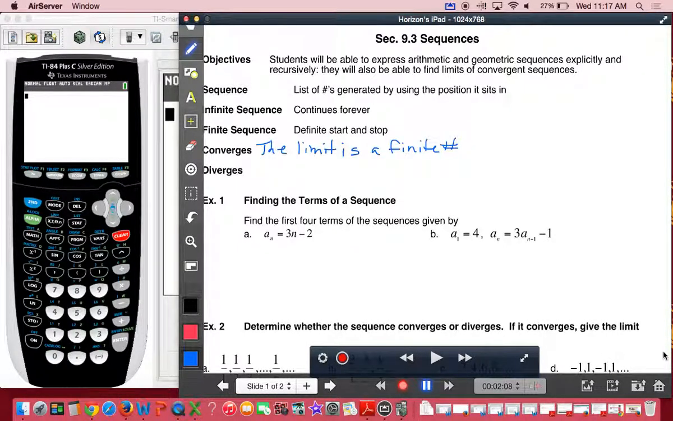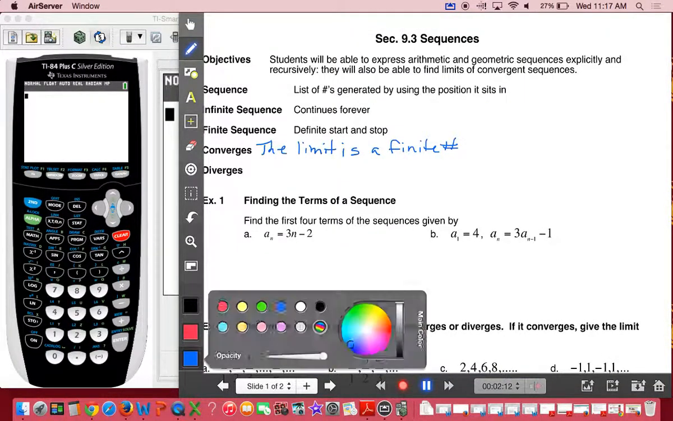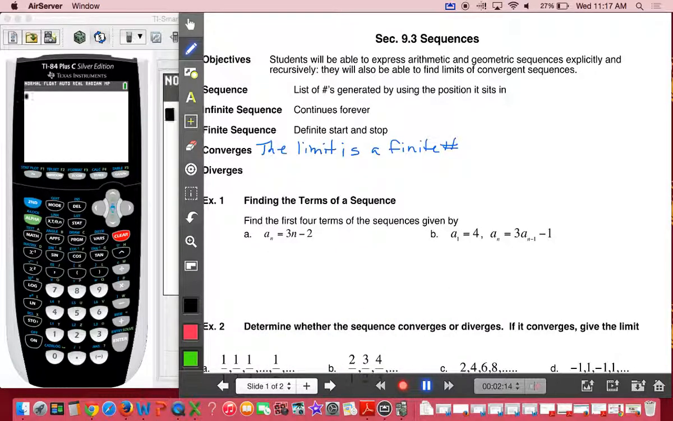Trying to get rid of that for you. All right, and so then diverges means that the limit is infinity or non-existent. So infinity is a limit, it's just not a finite number. So if your limit is infinity or non-existent, then it's going to be considered a divergent sequence.